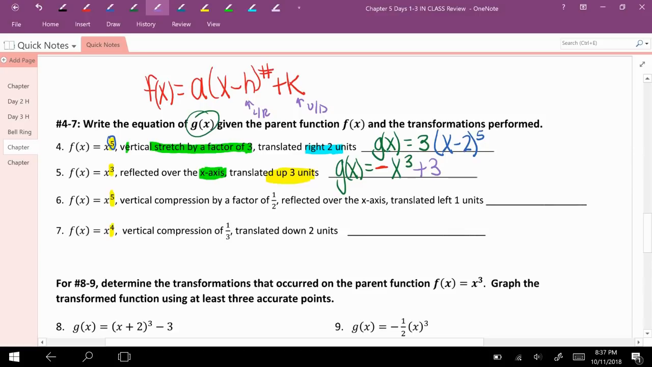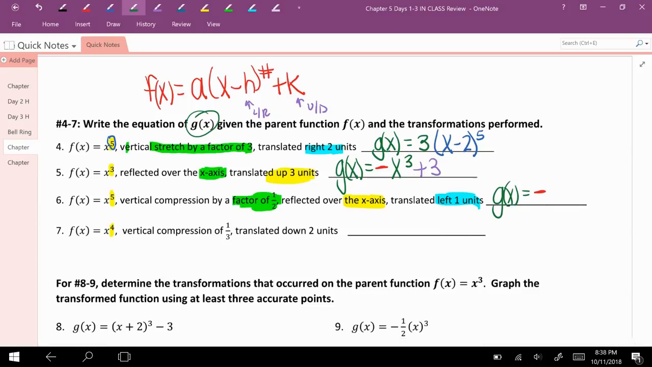Okay, the next one. Vertical compression of a factor of 1. Remember, again, that's that A value. Reflected over the x-axis and translated 1 unit to the left. So here we go. I have g of x. If I'm reflecting over the x-axis again, just like we did last time, that negative's by the equal sign.